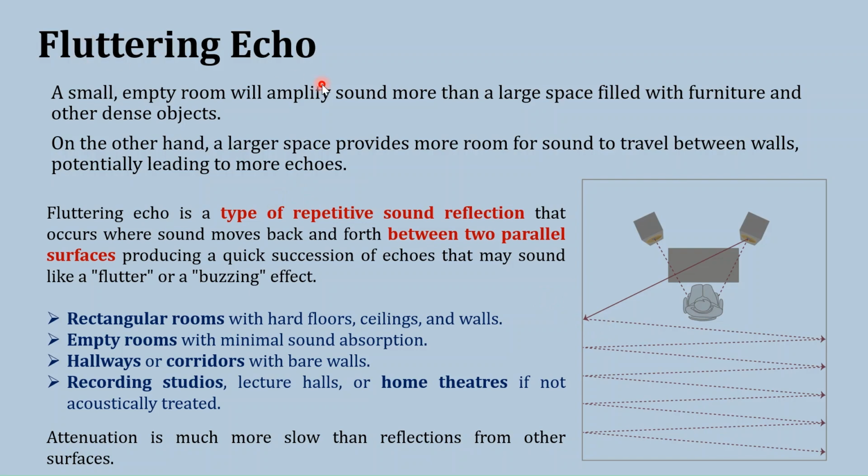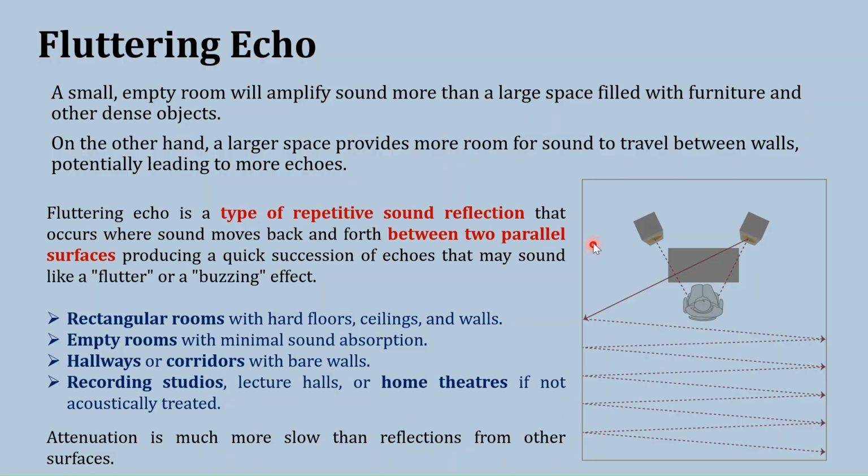There is a term, fluttering echo, which is a type of repetitive sound reflection which occurs where the sound moves back and forth between two parallel surfaces and produces a quick succession of echoes that sounds like a flutter or a buzzing effect. Fluttering echo mainly occurs inside rectangular rooms with hard floors, ceilings and walls. It may happen in empty rooms with minimum sound absorption, hallways or corridors with bare walls, or in recording studios, lecture halls or home theaters if they are not acoustically treated.